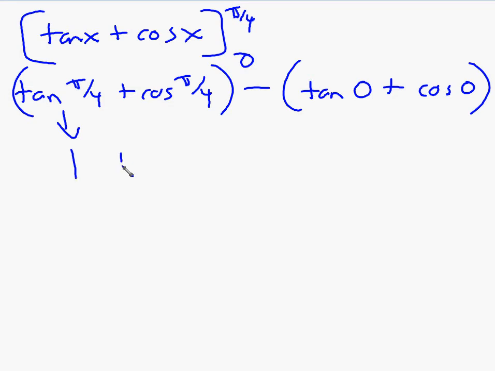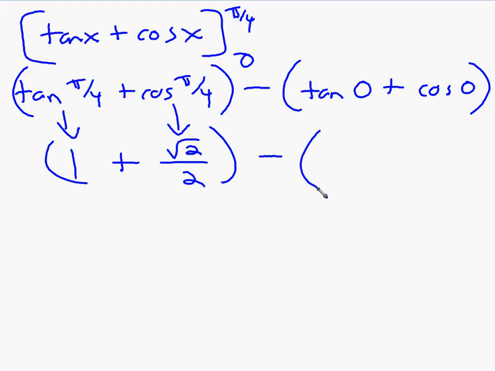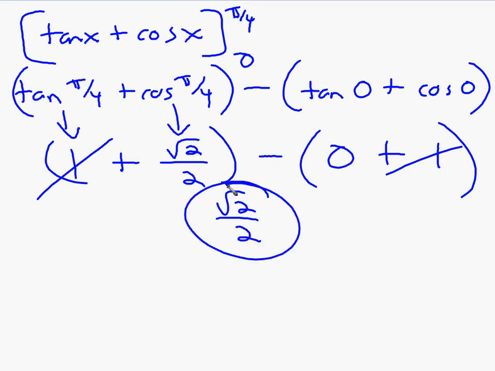Then the cosine of pi fourths, which is like the cosine of 45. Does anybody remember that one? Radical 2 over 2. And then we're going to subtract the tangent of 0, which, remember, tangent is sine over cosine, and sine of 0 is 0, so this is 0, plus the cosine of 0, which is 1. So when you simplify that, the 1's go away, and I'm just left with radical 2 over 2. There's my area.